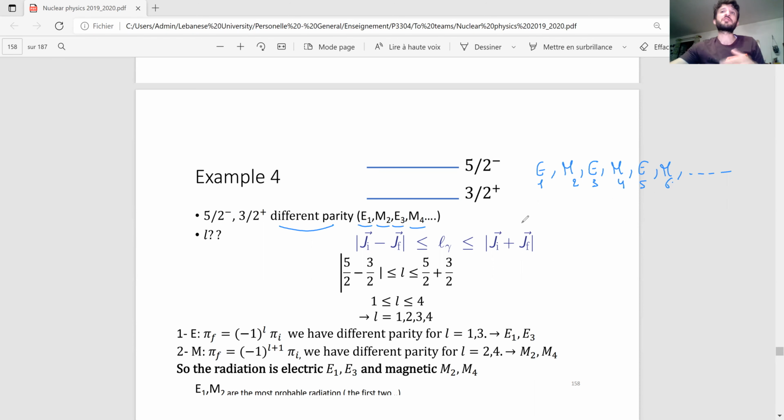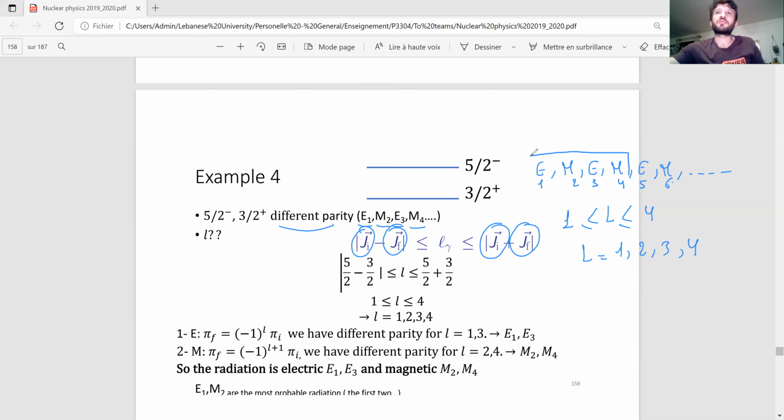Now we have to find the value of L. If you put 5/2 minus 3/2 and 5/2 plus 3/2, we get finally that L is between the minimum limit 1 and the maximum limit 4. So L equals 1, 2, 3, 4. These are the values of L. So we can say directly this is the answer: E1, M2, E3, M4.